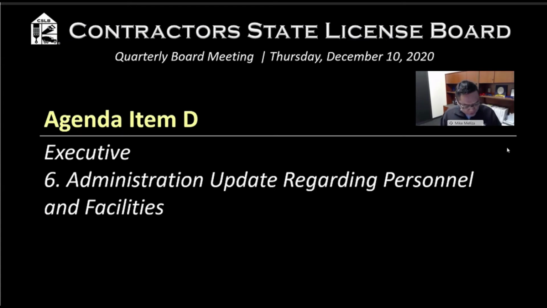So I'll start with transactions. During the first quarter of fiscal year 2021, that's July through September, CSLB personnel staff completed 145 personnel transactions. This included the addition of 4 new employees from other state agencies, 1 employee new to state service, and within CSLB, 119 employees were promoted and 17 transferred to different units.